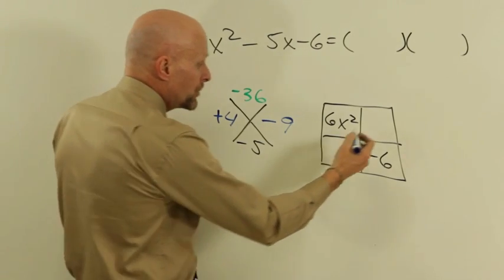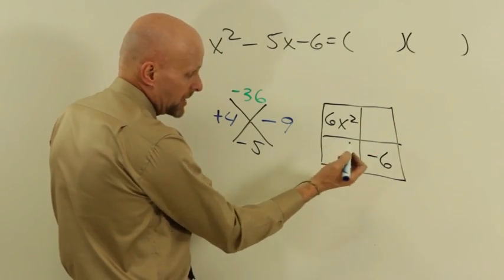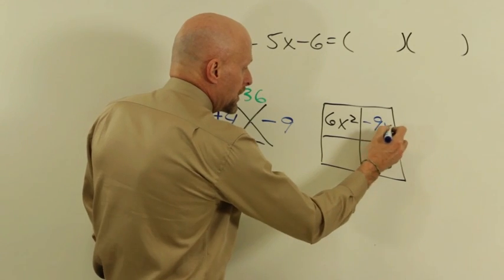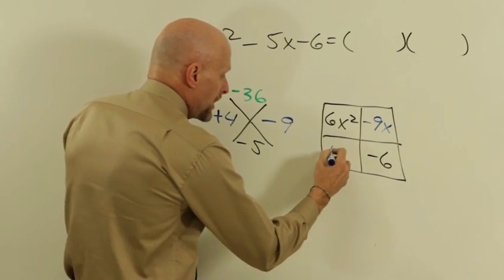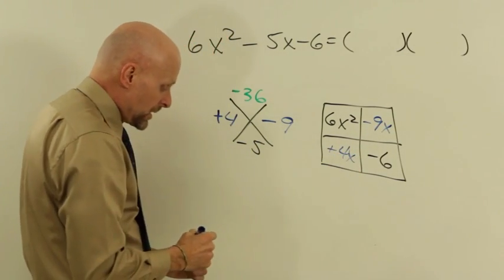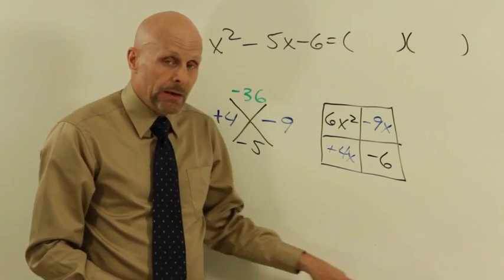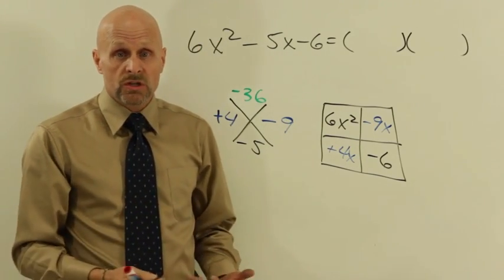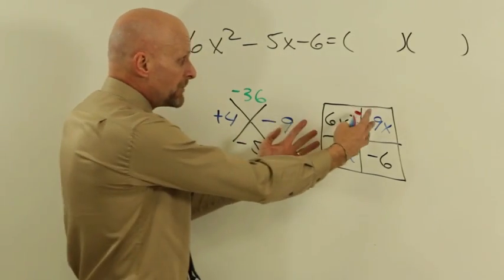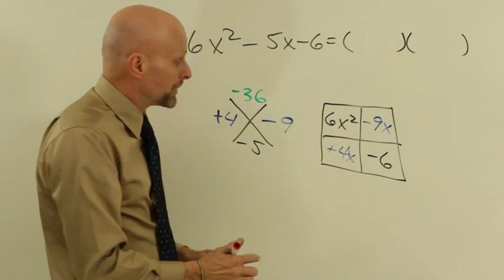And it doesn't matter whether you put the negative 9x here or down here. Either one will work fine. But I put negative 9x there and positive 4x here. Then I look for common factors. And we've been doing this ever since we did the worksheet called Working Backwards. What binomials generated those terms?